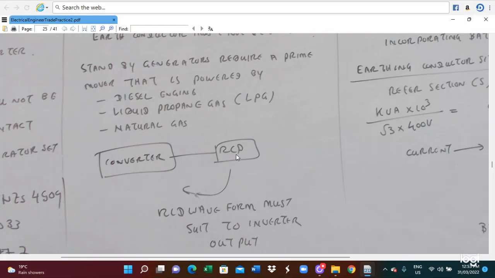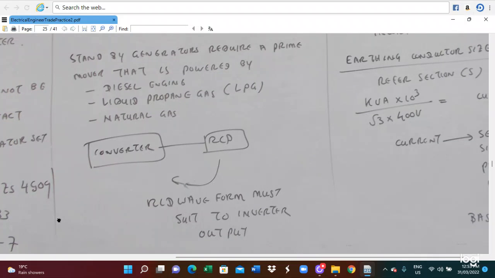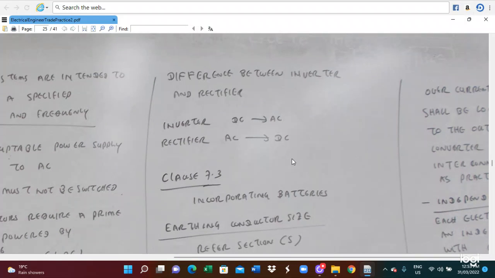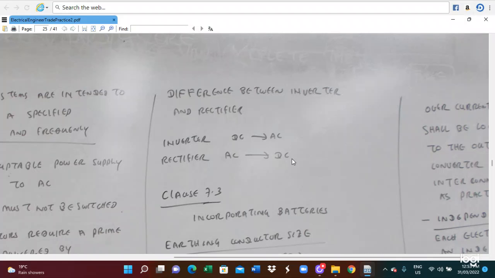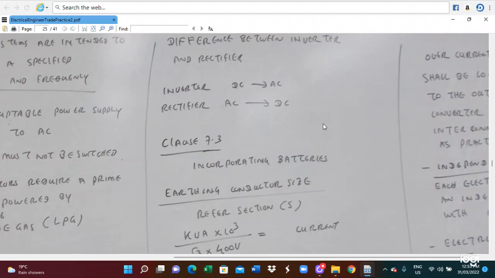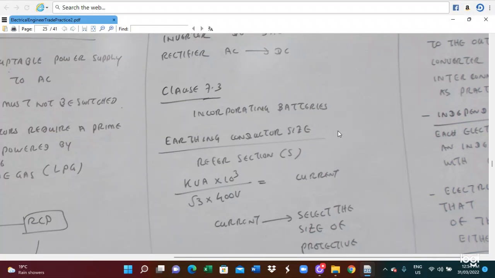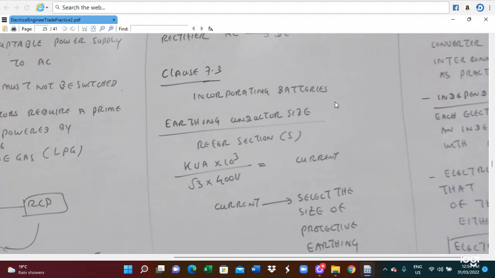For the converter with RCD connected, the RCD waveform must suit the inverter output. This is also an important aspect. There is also a difference between the inverter and the rectifier. The inverter converts DC to AC, while the rectifier converts AC to DC. Clause 7.3.4 covers incorporating the battery system. When you utilize a UPS, we also utilize a battery. Clause 7.3 of AS/NZS 3000 is about incorporating the battery.